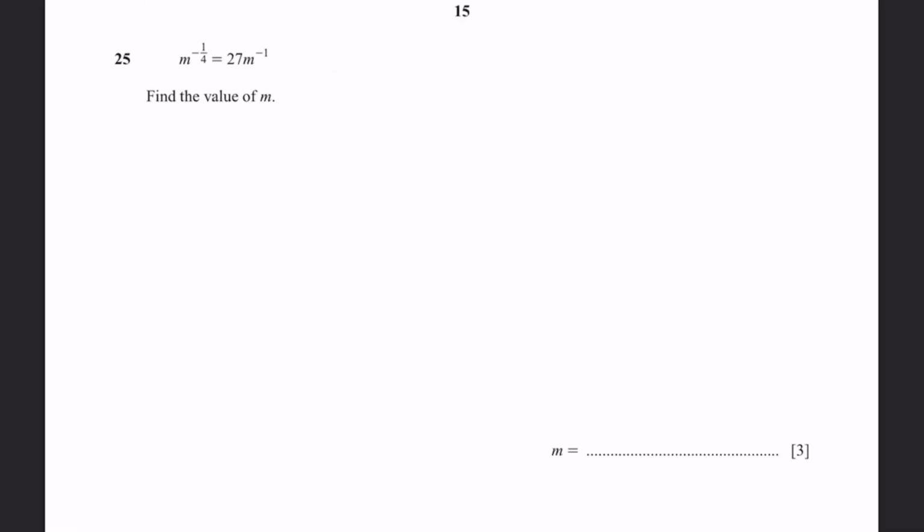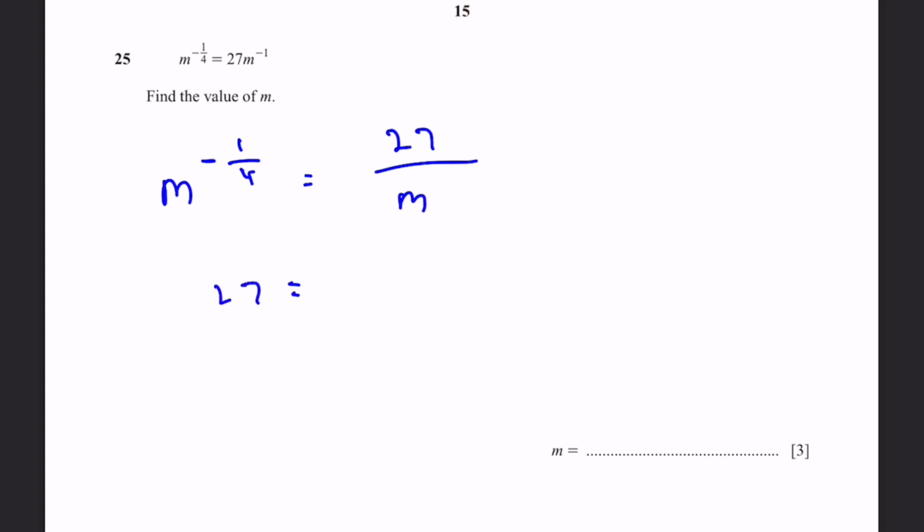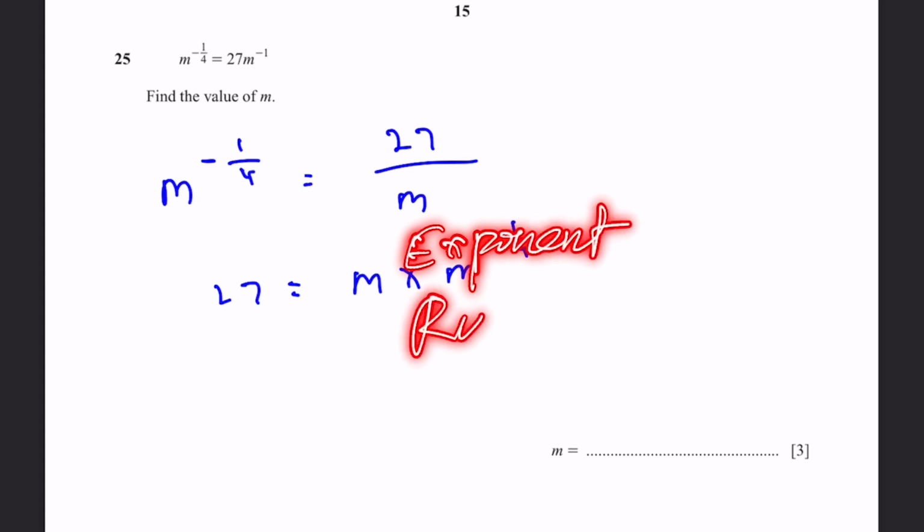Question 25. m to the power minus 1 by 4 is equal to 27 m power minus 1. Find the value of m. So we can leave the left side as it is. m to the power minus 1 by 4 is equal to 27 by m. How? Because m power minus 1 is equal to 1 by m, and 27 into this means 27 by m. That means 27 is equal to m into m to the power of minus 1 by 4. If you know about exponent rules, spell it like this. Exponent rules.